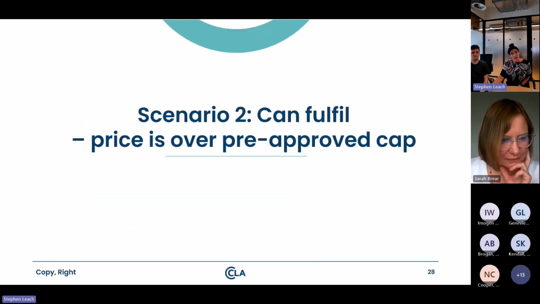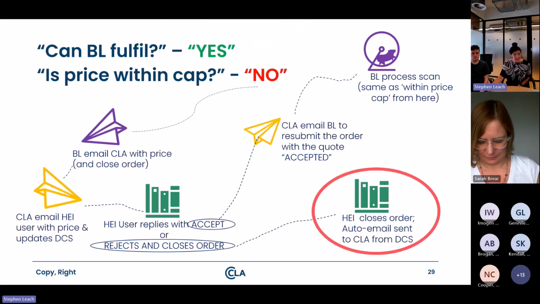Scenario 2. British Library can fulfill, but it's more than that £40 price cap. So can they fulfill? Yes. Is it within the price cap? No. So what happens here? They will do two things. They will email us with the price, and then they'll go ahead and close the order at their side. That leaves you with the decision whether to go ahead or not. So we will contact you with the price.